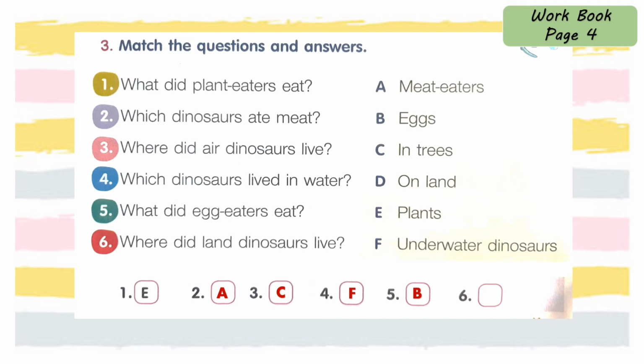And 6, where did land dinosaurs live? The correct answer is letter D, on land. So please count your scores. The perfect score is 5/5. So please write the score that you got on your book.